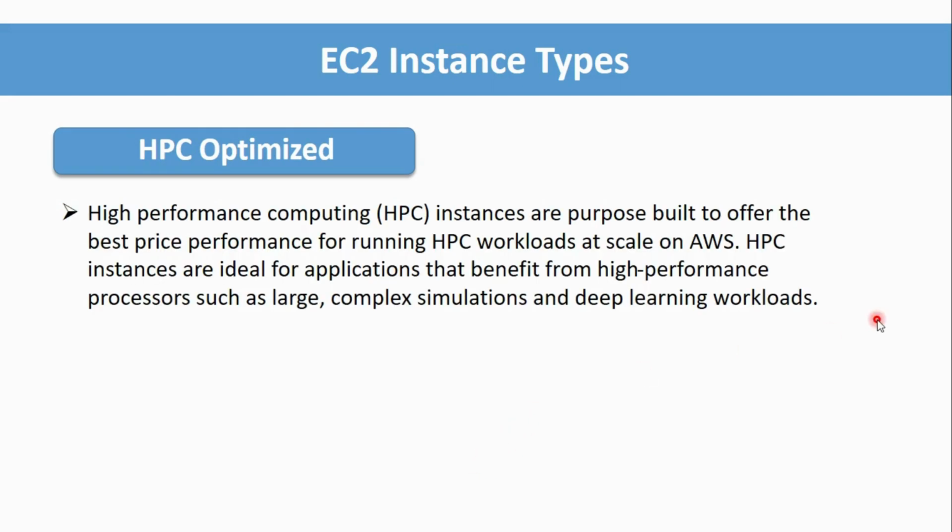And if you look at the HPC optimized instances, you can see it's a high performance computing power instance to offer the best price. If you have any high performance workload or complex operations, then you can use this HPC optimized instance configuration. And you can see the configuration here, the instance type basically.